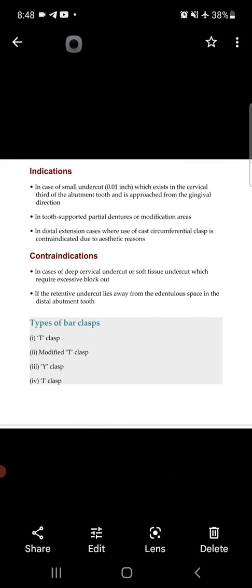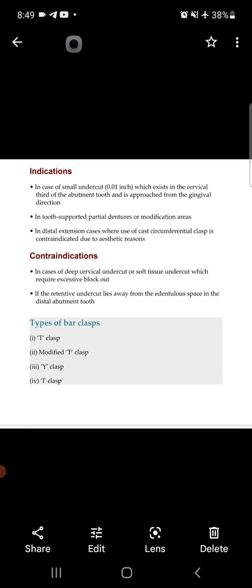Now come to the indications of the gingivally approaching clasp. Number one, in case of a small undercut, 0.01 inch, which exists in the cervical third of the abutment tooth and is approached from the gingival direction. This is the first indication. Second is in tooth supported partial denture or modification areas. Next, in distal extension cases where use of a cast circumferential clasp is contraindicated due to aesthetic reasons, then instead of a circumferential clasp we use a gingivally approaching clasp.